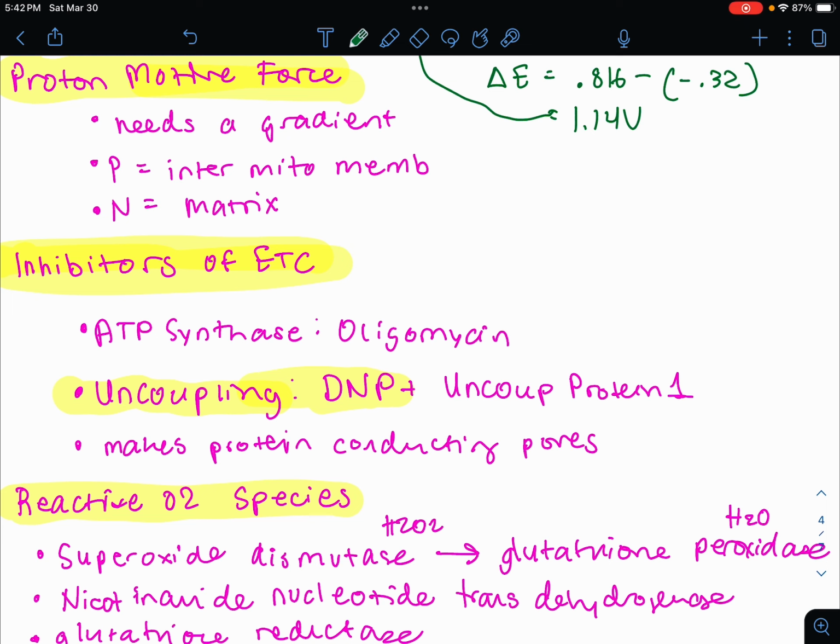Okay, the proton motive force. Again, you need a gradient. This is going to involve, again, that idea that we're pumping the protons out to the intermembrane space. They're going to be causing this large amount of positives. And then the negative part of the mitochondria is going to be the mitochondrial matrix.